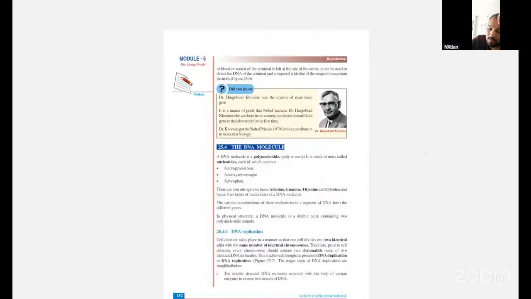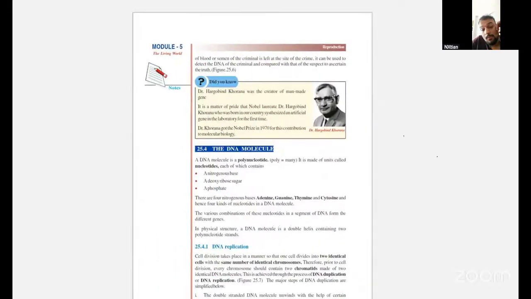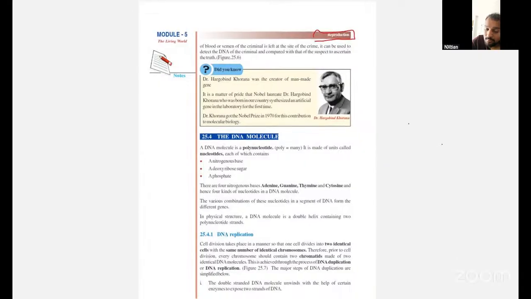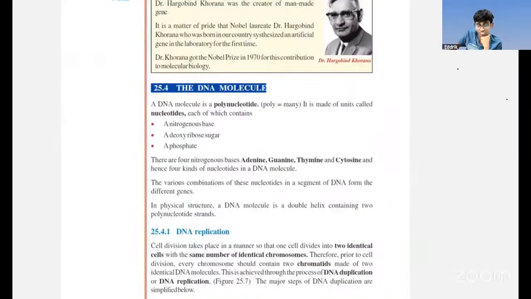Okay. So DNA fingerprinting was developed by Dr. Hargobind Khurana. This is basically the DNA fingerprinting.